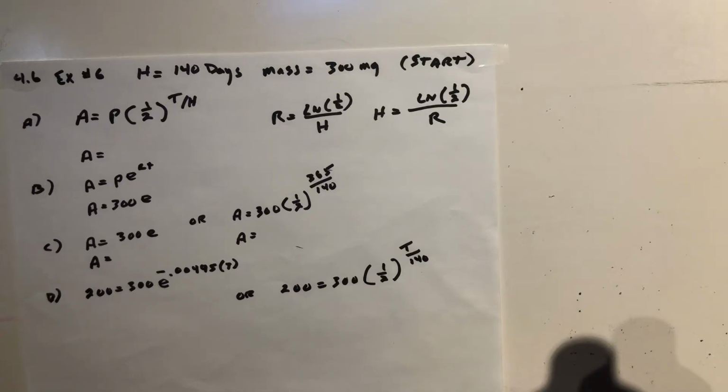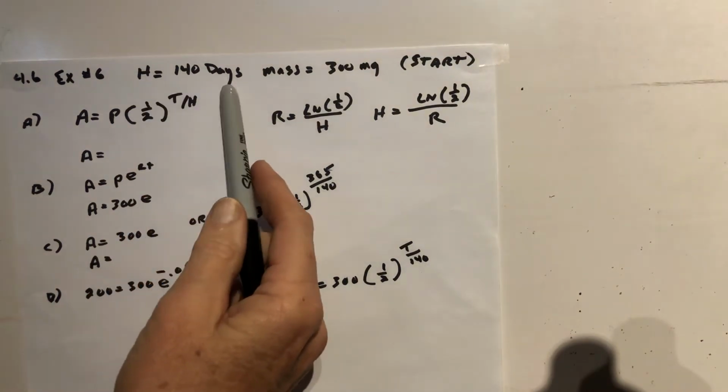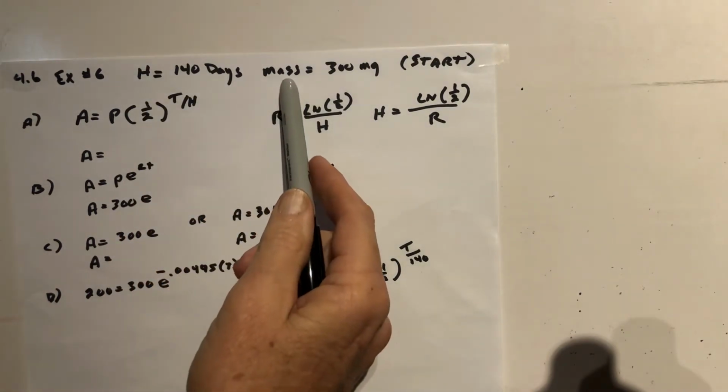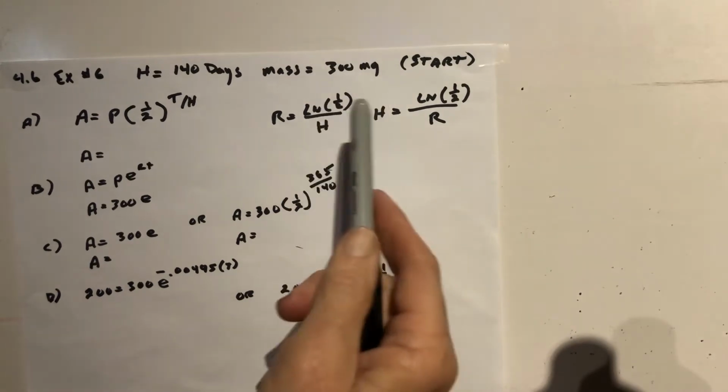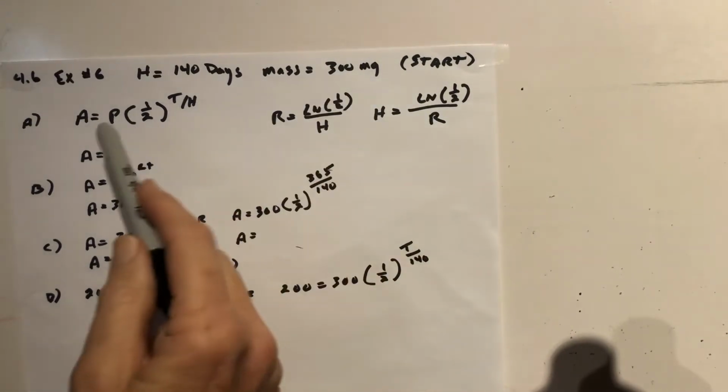All right, this is the example that's in the book, example number 6, section 4.6. It says we have a half-life of 140 days. We're starting with a mass of 300 grams of something. So that's our starting value. 300 would go here.